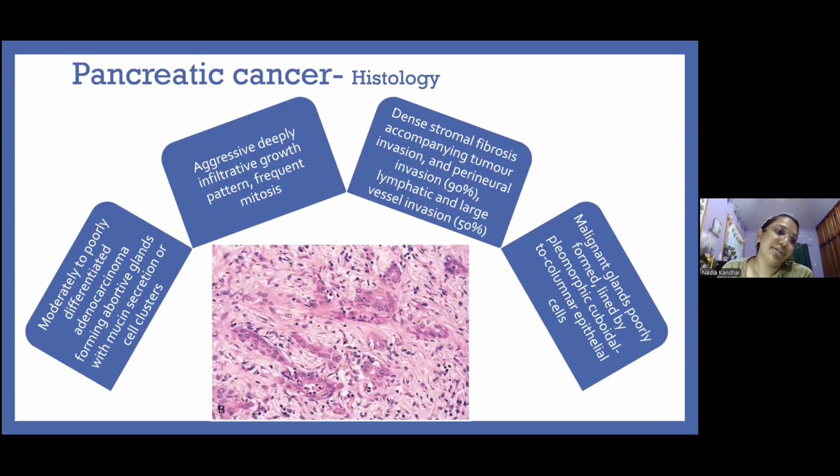On histology, we could have a moderately to poorly differentiated adenocarcinoma with a deeply infiltrative growth pattern and frequent mitoses, the desmoplastic reaction, a dense stromal fibrosis, perineural invasion, lymphatic and large vessel invasion, and poorly formed malignant glands lined by pleomorphic cuboidal to columnar epithelial cells. So you could see the poorly formed glands within this densely fibrotic stroma with a lot of inflammatory cells and frequent mitoses seen.